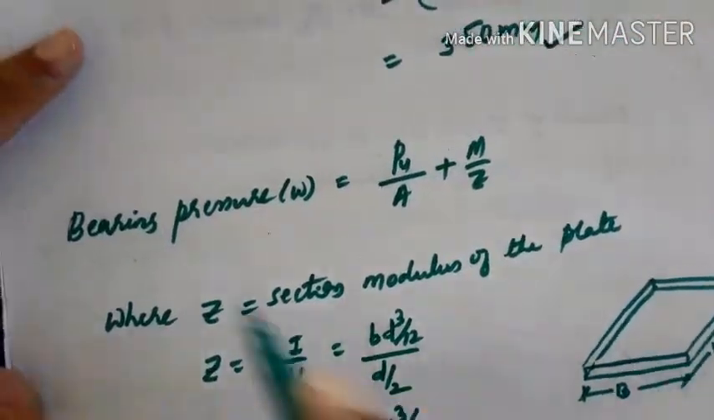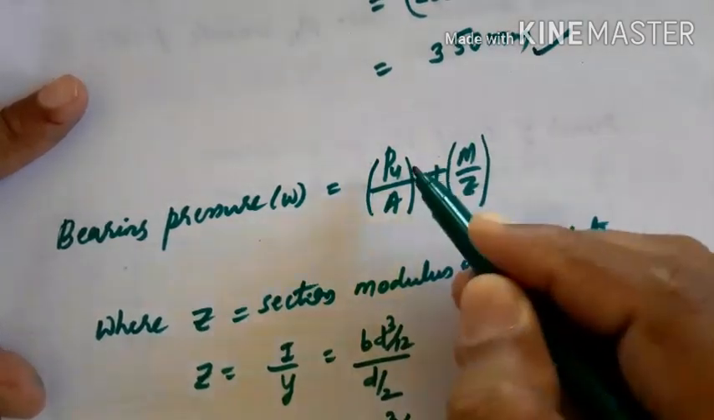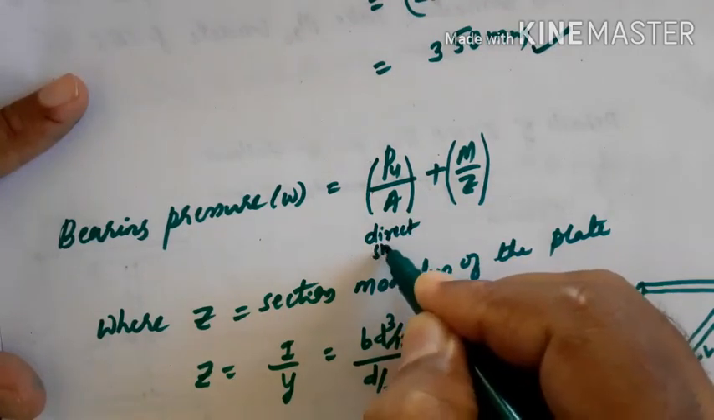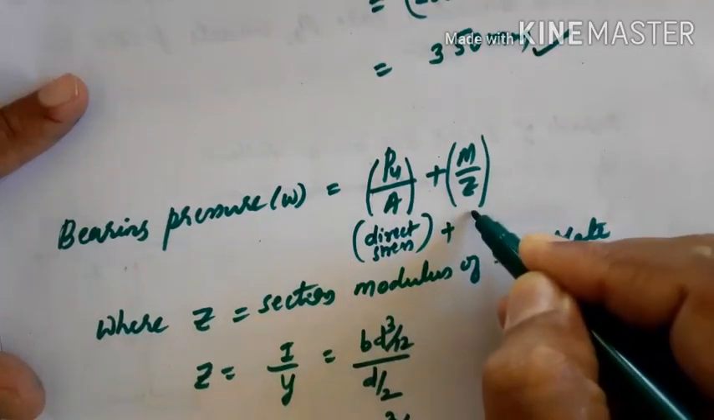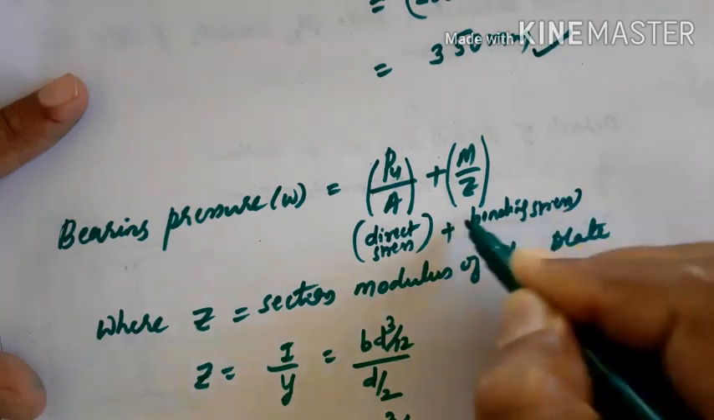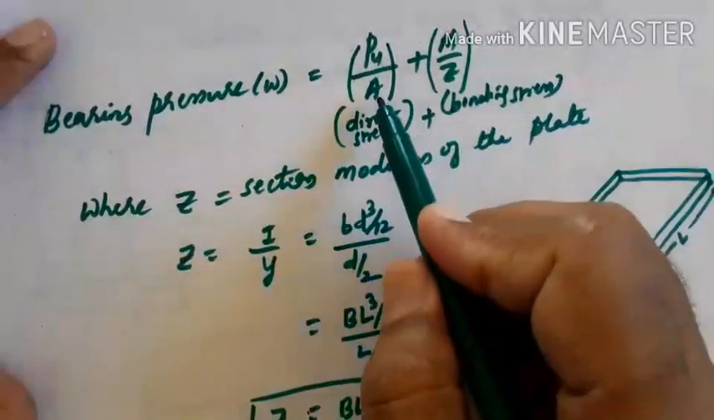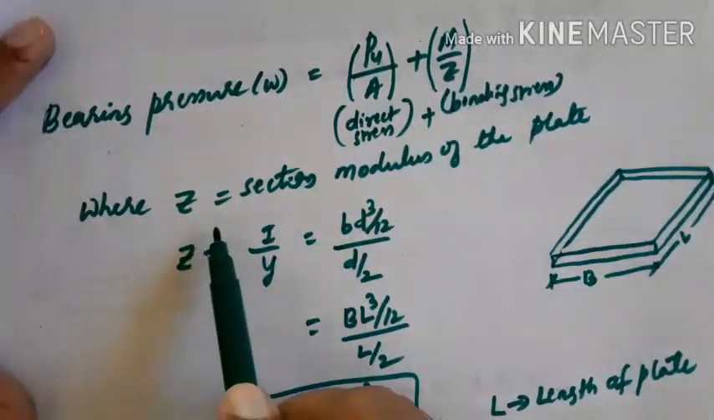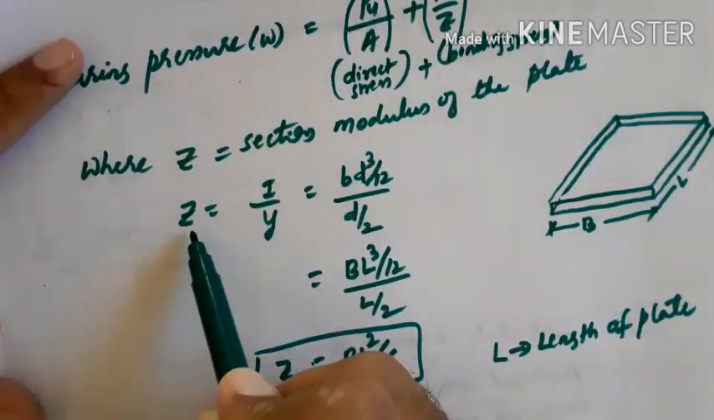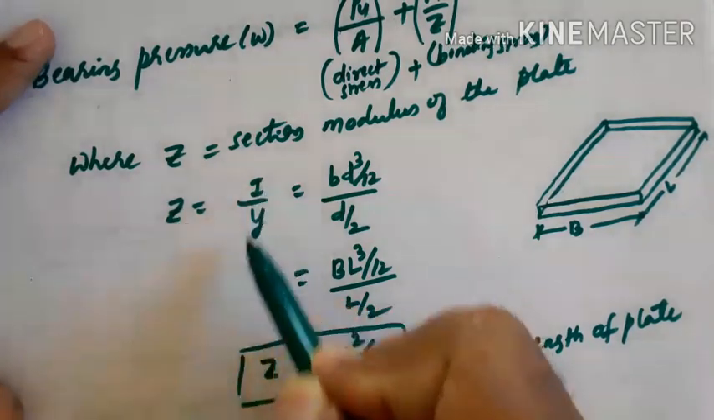Then the bearing pressure, now we have to calculate the actual bearing pressure, that is the combined effect of direct stress plus bending stress due to moment. Now we have to calculate this Pu by A plus M by Z, where Z is the section modulus of the plate. We know how to calculate section modulus, Z equal to I by y. In the previous problem also I explained about this Z.